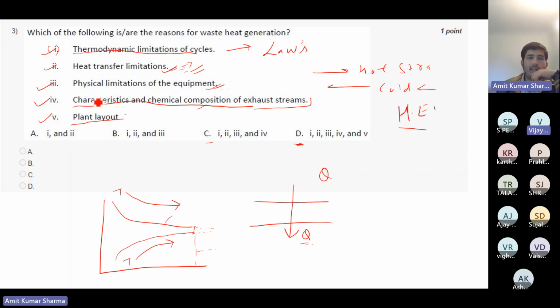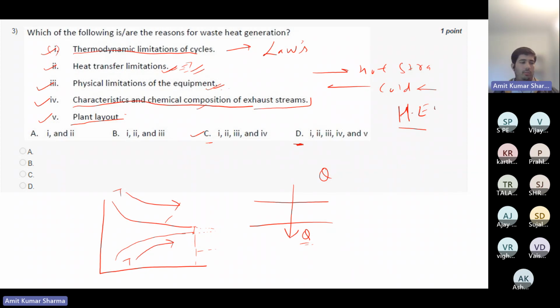So option C is correct, like 1, 2, 3, and 4, or is the option with plant layout also correct? What do you think? So plant layout is also correct, sir. I think so. In some plant systems there is a source of heat energy, and you cannot transfer that heat energy to other streams due to space availability and similar constraints. So at that point, you have to lose that heat there. If you are not using waste heat recovery principles, that way we can say it is correct, because plant layout is a huge factor in waste heat generation.